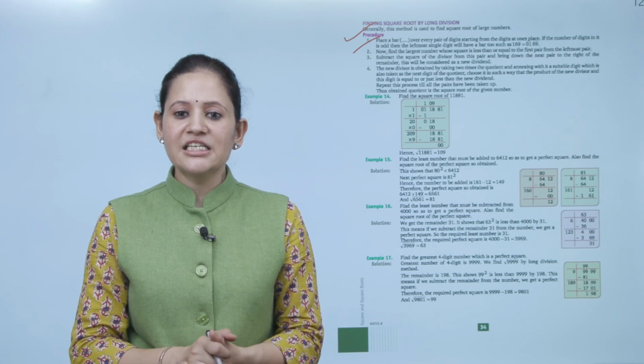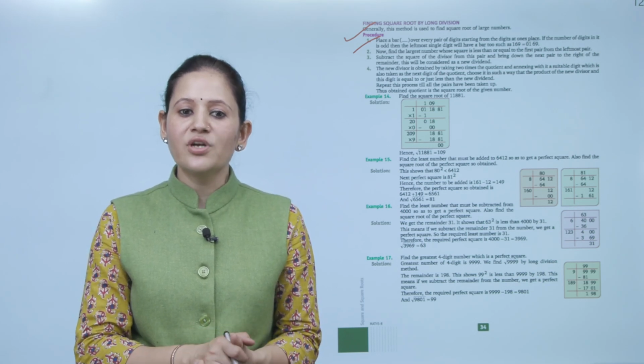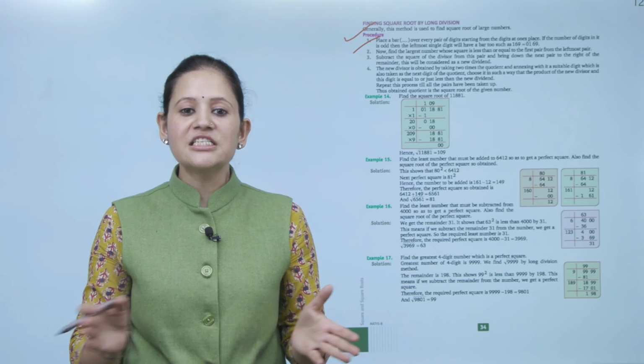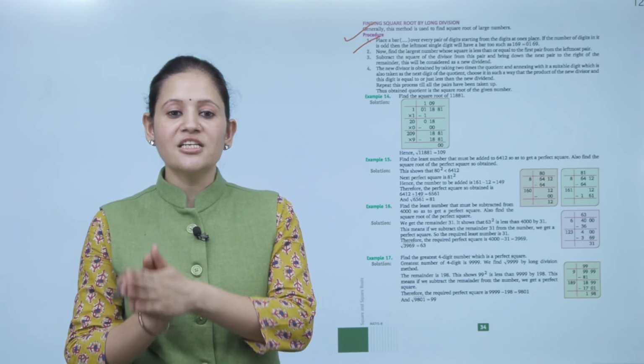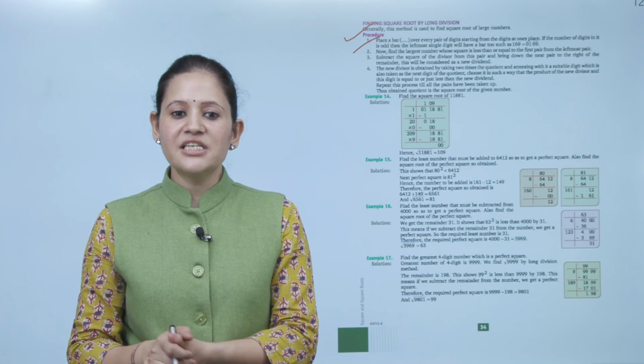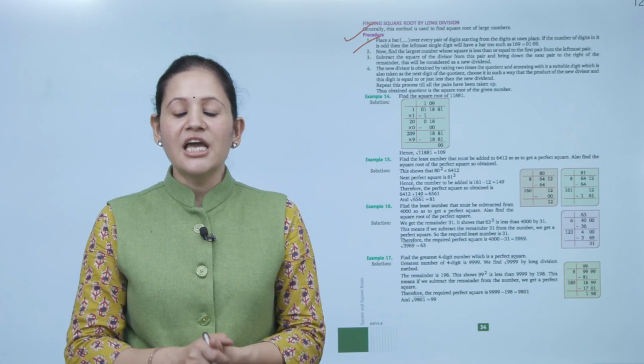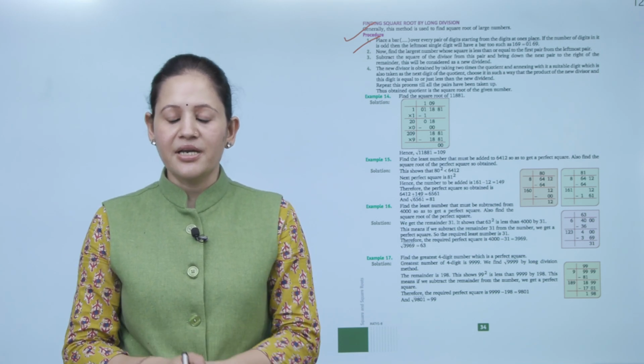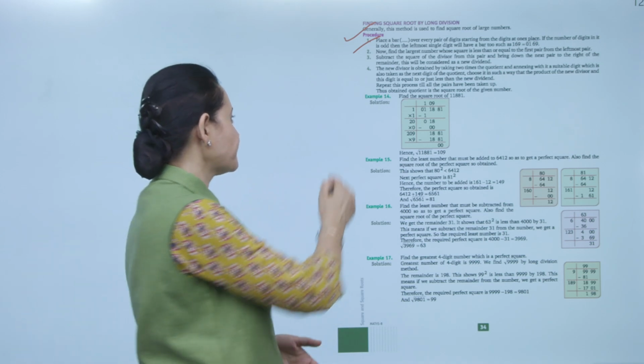Choose it in such a way that the product of the new divisor and the digit is equal to or just less than the new dividend. Repeat this process till all pairs have been taken up. The quotient thus obtained is the square root of the given number. We'll take an example here.